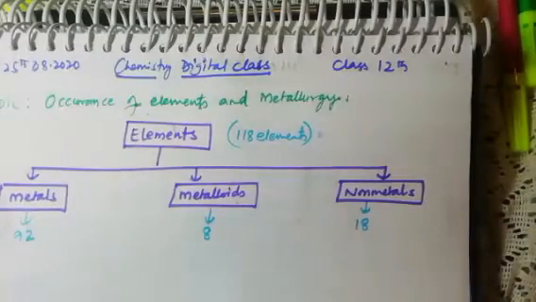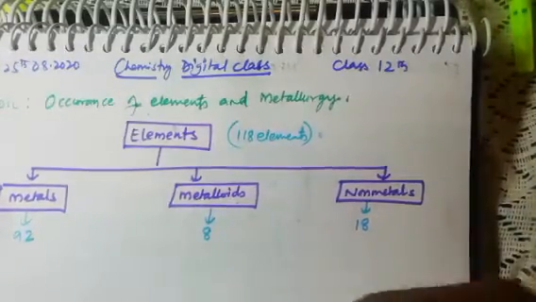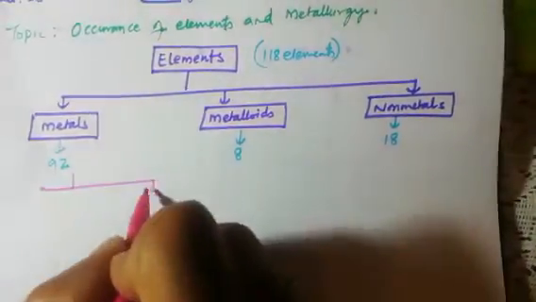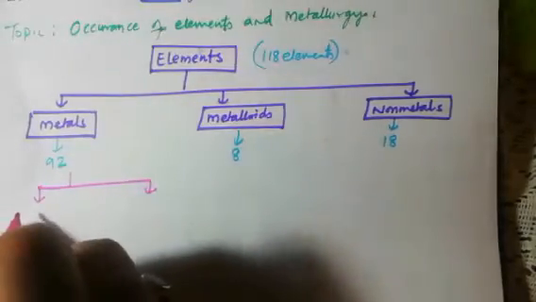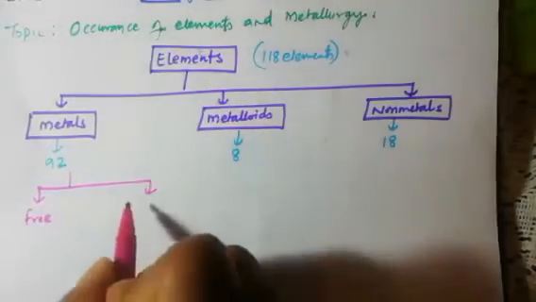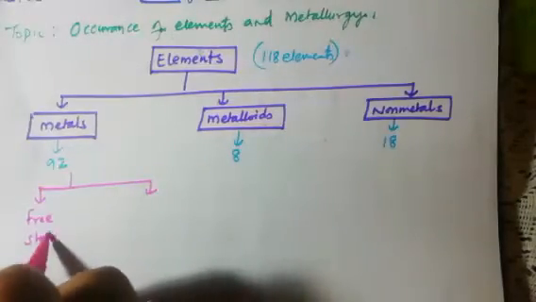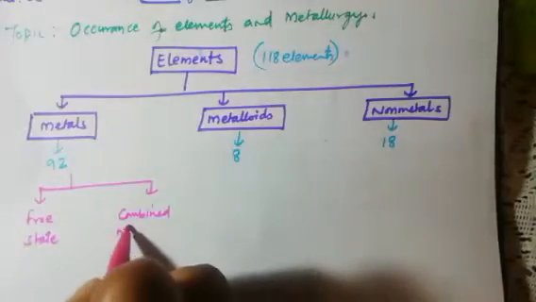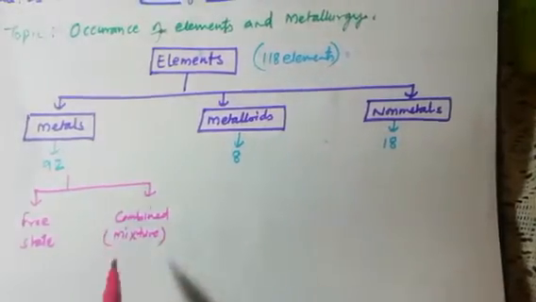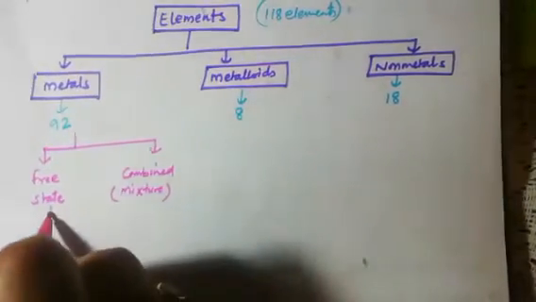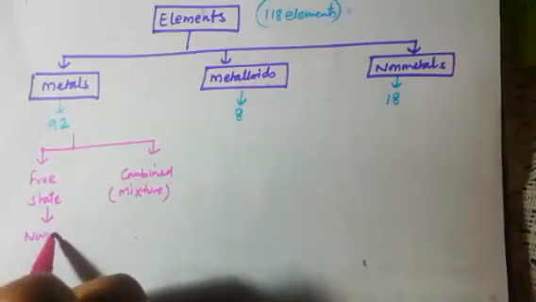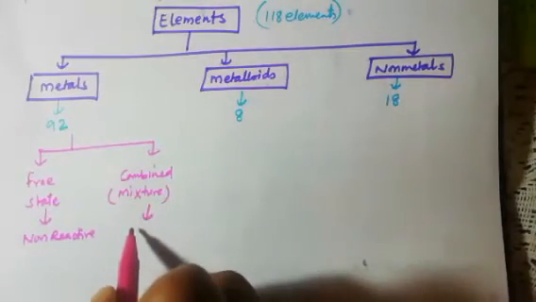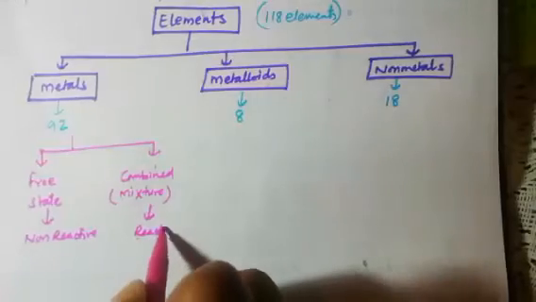Okay, so now the question is, dear students, from where are we getting the metals and non-metals in our surroundings. Basically these metals and non-metals are found in two ways. Number one, either they can be found in a free state, meaning independent, alone, or they can be found in a combined or mixture way. Now which metals are found in free state? Those metals which are non-reactive, and those metals which are very reactive are found in combined state.